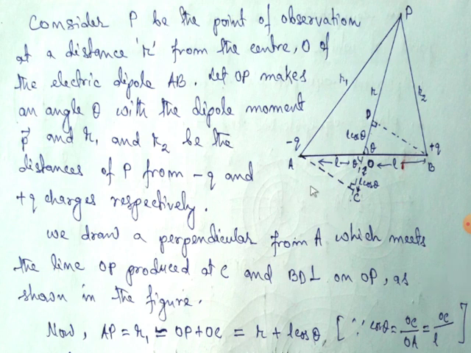Consider P to be the point of observation at a distance R from the center O of the electric dipole AB. Got it? AB is the electric dipole. Let OP, the line joining the point of observation and the middle point of the dipole, make an angle theta with the dipole moment P vector. The P vector is the dipole moment, whose magnitude is equal to the dipole length times the magnitude of either charge, twice QL in short. And the direction will be from negative charge to positive charge, from A to B. So the angle between this dipole moment and OP is known as theta, right?